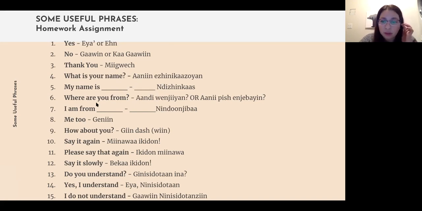So where are you from? If you want to ask someone where they're from, there's two possible ways that you can do this in different areas with different dialects. So ande is used for where. Ande wenjiyan? It's a question. Or you could say, anipish enjibayin. Both of these mean, where are you from? And you would say where you're from. So, Thunder Bay, nindunjiba, or Thunder Bay, nindunji.